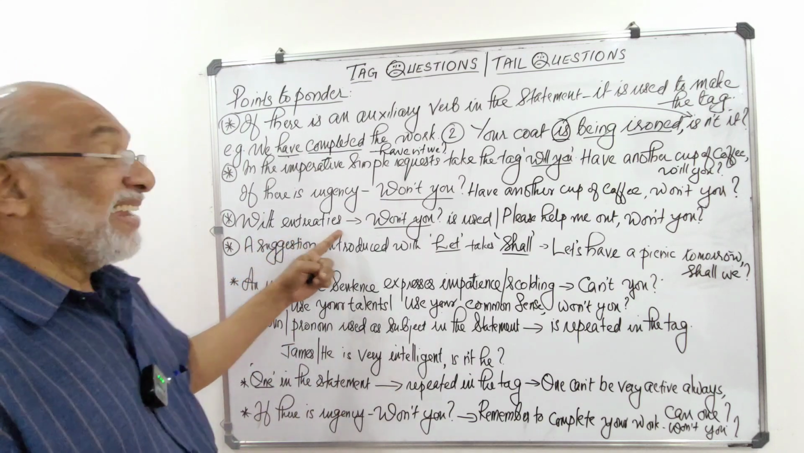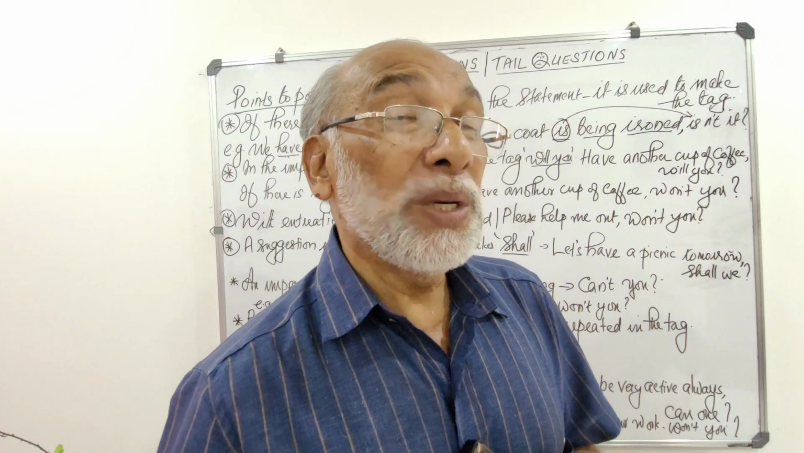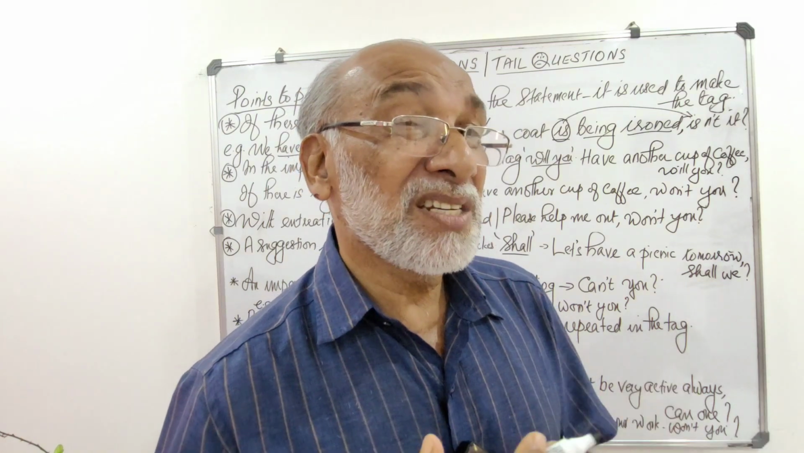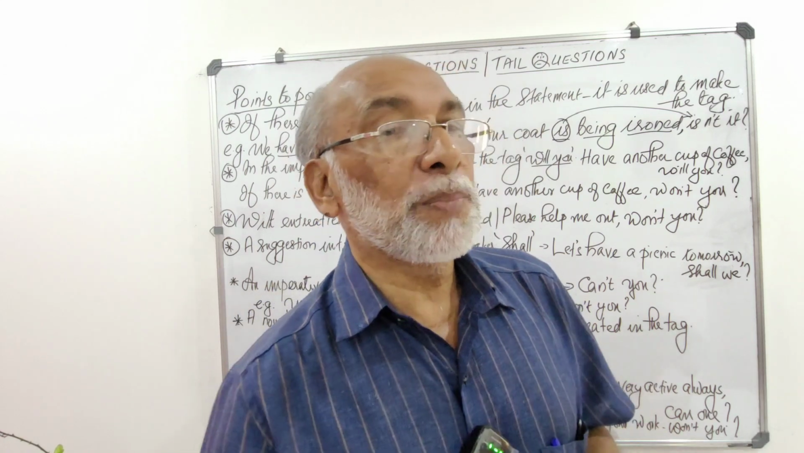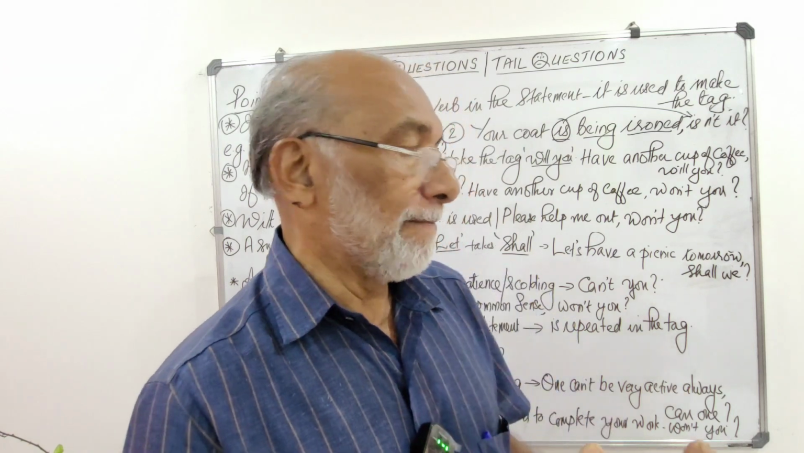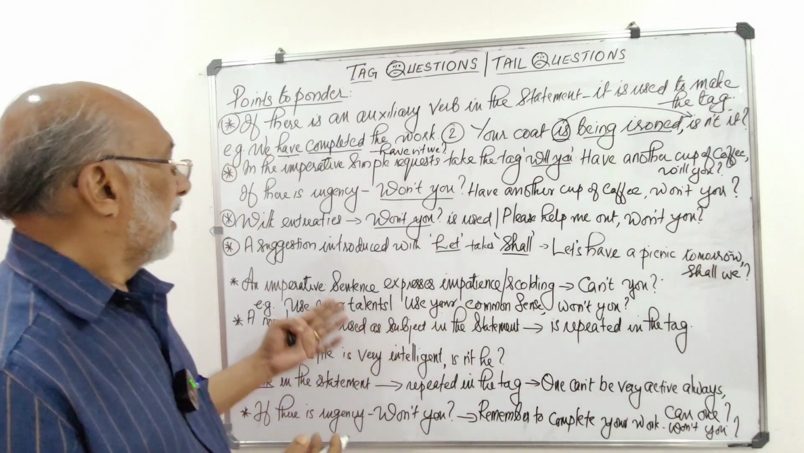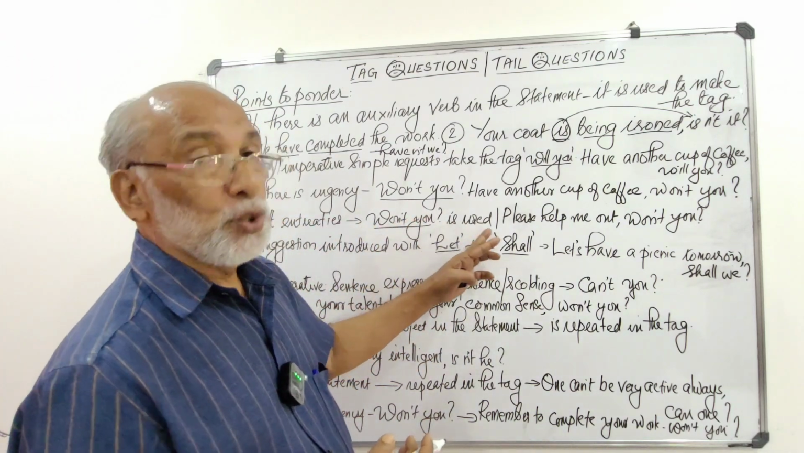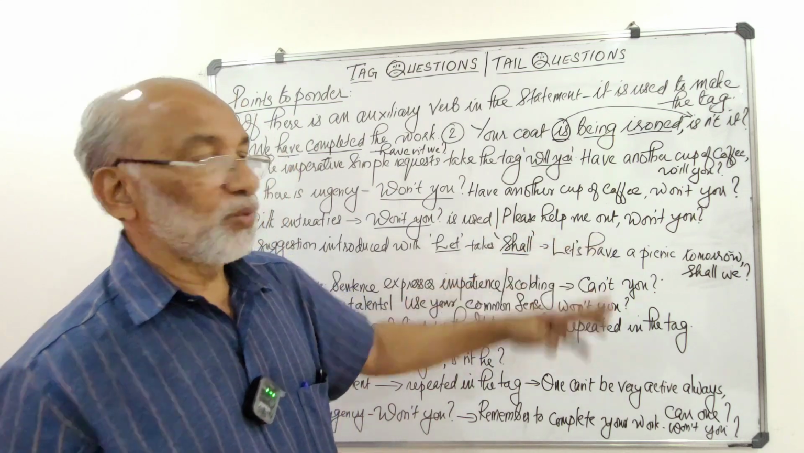Then with entreaties, the third category in the imperative mood is entreaties. You know, entreaty means earnest request, a very humble request, the language that we use in our prayers, or the language used by beggars. Okay, that is it. With entreaties, won't you is used. Please help me out, won't you.